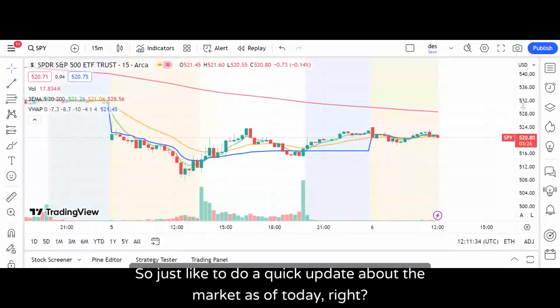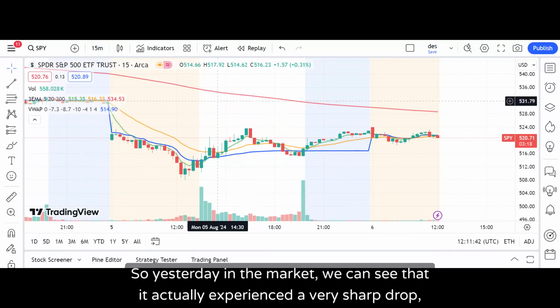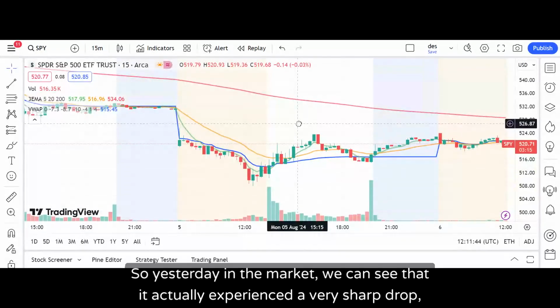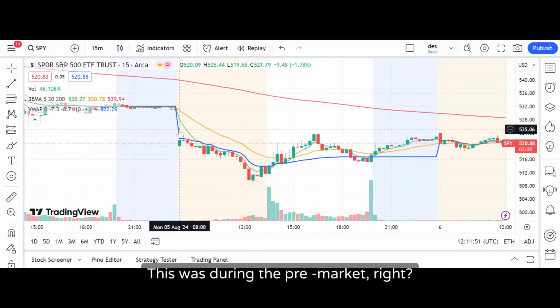So just like to do a quick update about the market as of today, 6th of August 2024. Yesterday in the market, we can see that it actually experienced a very sharp drop. You can see there was a gap down in the market here. This was during the pre-market.